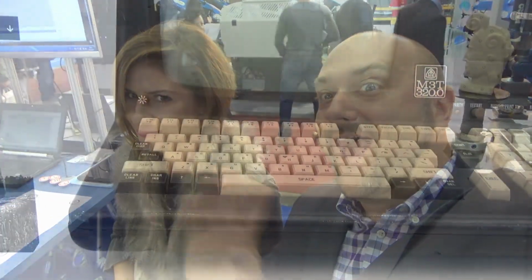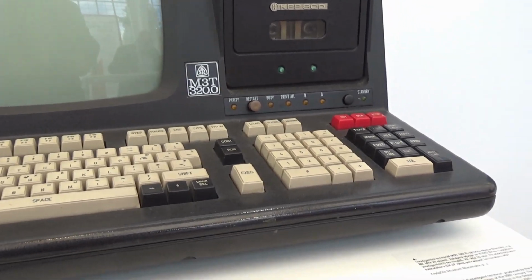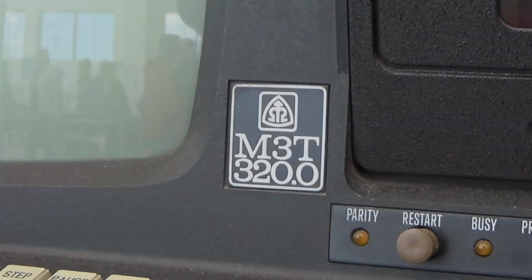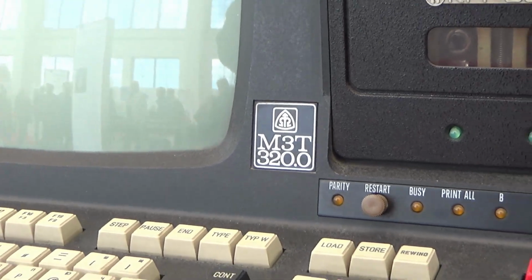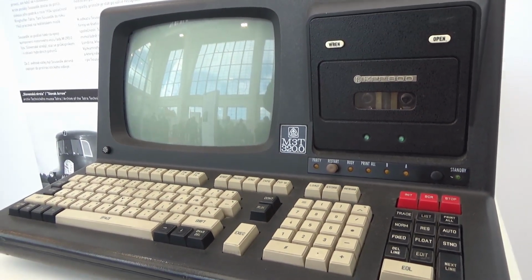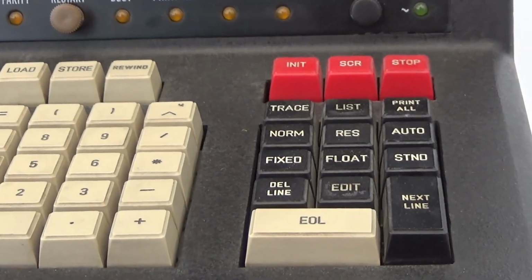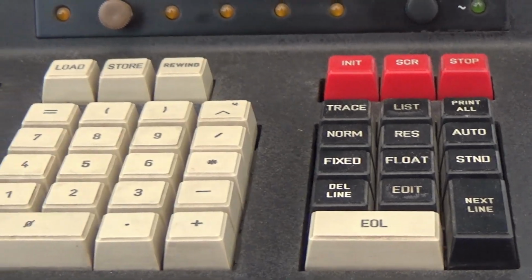Here we have an M3T 320 with an integrated tape deck, and this computer was designed and developed in Brno, Czech Republic. What this particular computer was used for was improving the efficiency of a coal burning power plant, and it actually improved the efficiency by about 3%.